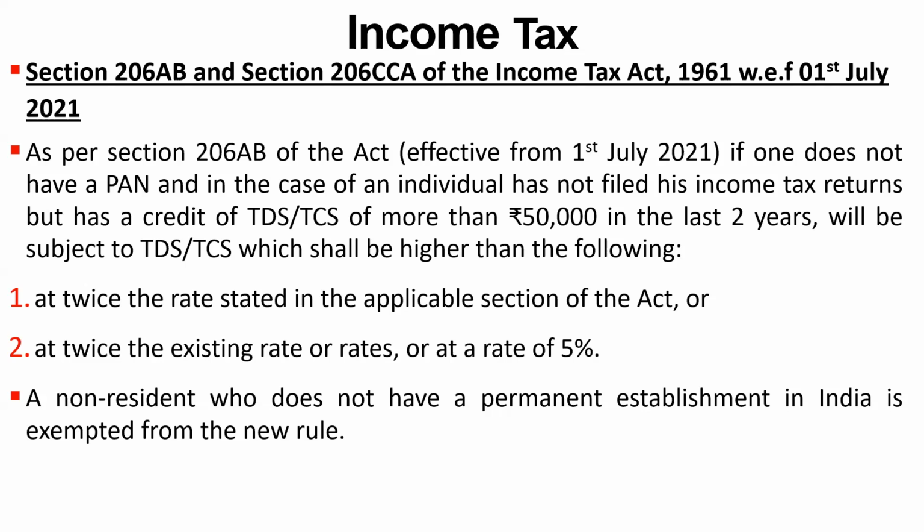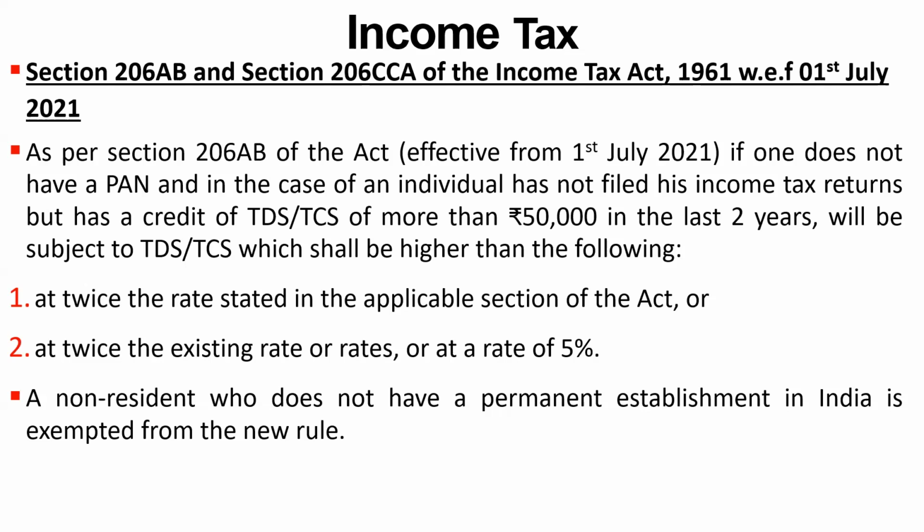It means, I'll just brief this again. It means if a person does not have a PAN, or if he has a PAN and has not filed his income tax return for the last 2 years, and he has a TDS of more than 50,000 in the last 2 years. A person may have PAN but not filed a return, no problem. But if he has not filed a return and has a TDS of more than 50,000 in the last 2 years, then he will be treated as a specified person by the income tax department.